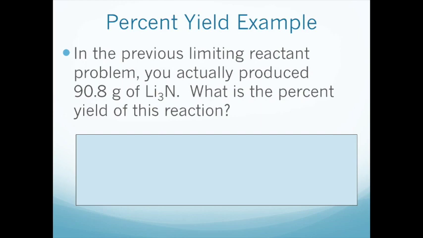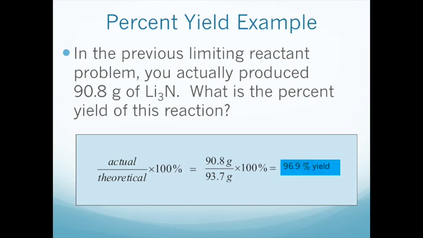So the example for our previous problem, say you only actually produced 90.8 grams of lithium nitride. What is the percent yield? You've already calculated your theoretical yield, which is 93.7 grams, and your actual yield is 90.8 grams. You divide 90.8 by 93.7 and multiply by 100. You have achieved a 96.9% yield for this reaction.